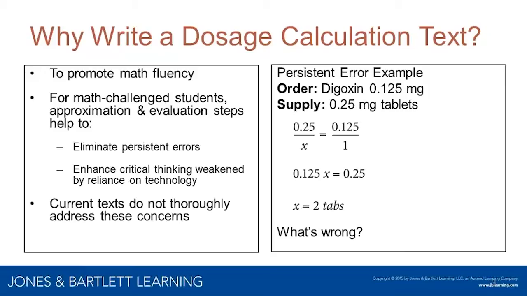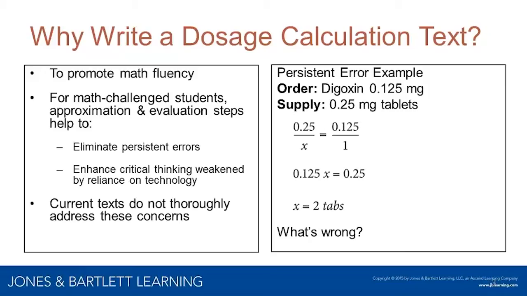Reason number two, to promote critical thinking. We believe that students' critical reasoning skills have been weakened by the reliance on technology. Our systematic approach is a four-step approach, and two of the steps, approximation and evaluation, promote critical thinking. These steps are particularly geared toward math-challenged students. A persistent error we see with math-challenged students is that they incorrectly set up the problem, as shown on the right side of this slide.